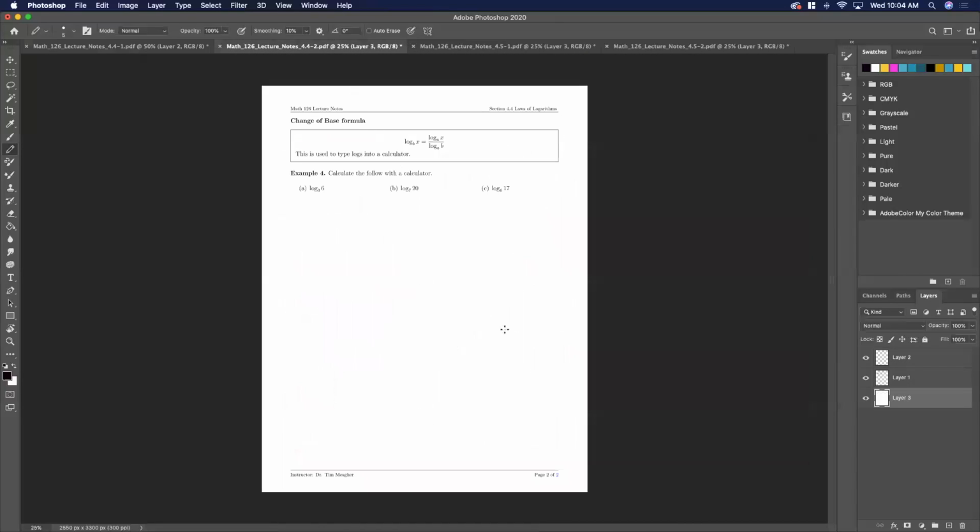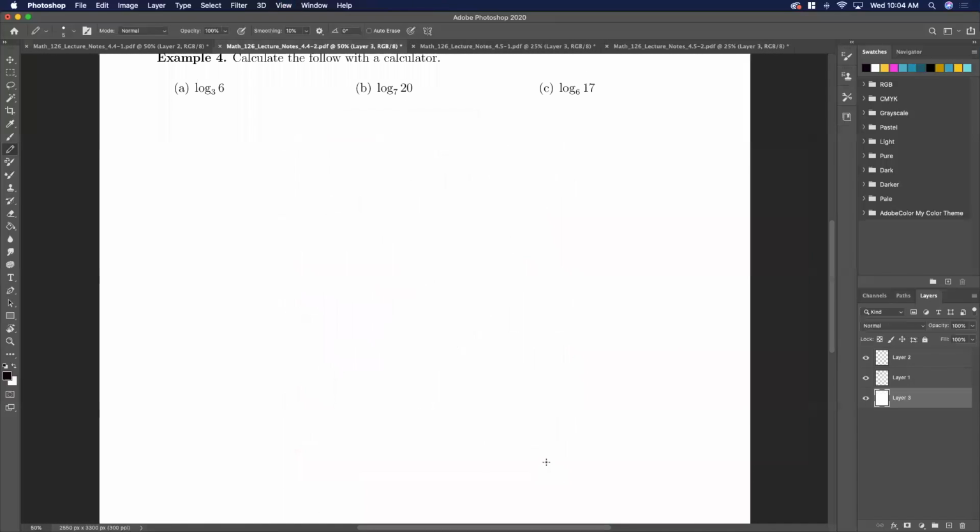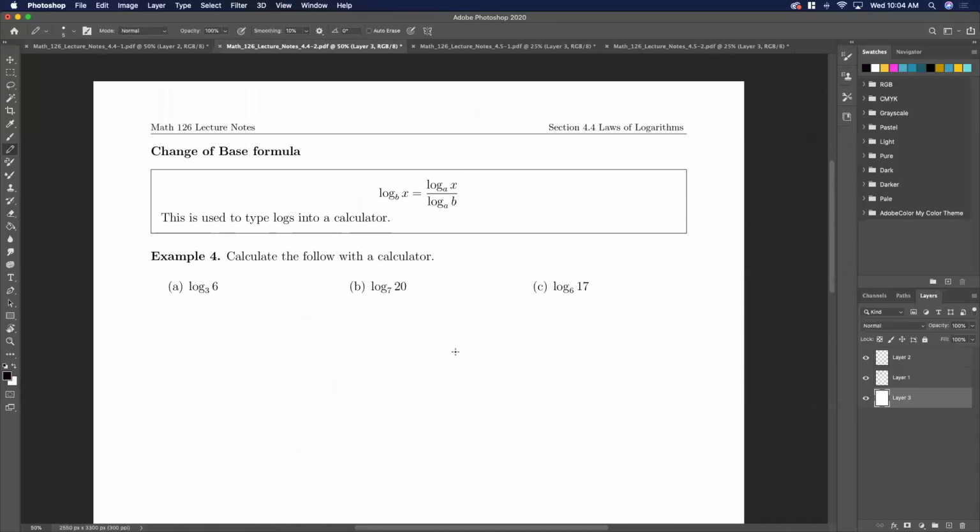All right, so let's get to the next thing. So this is how you type in the change of base formula. This is used to type stuff into the calculator. That's all it's used for. So most standard calculators will have a button for log and a button for ln, right? Most calculators have these two.